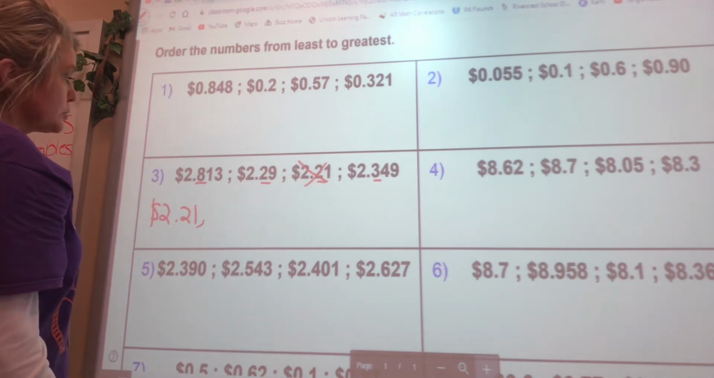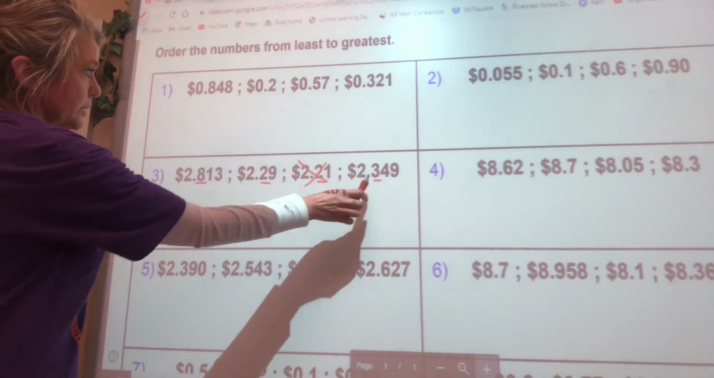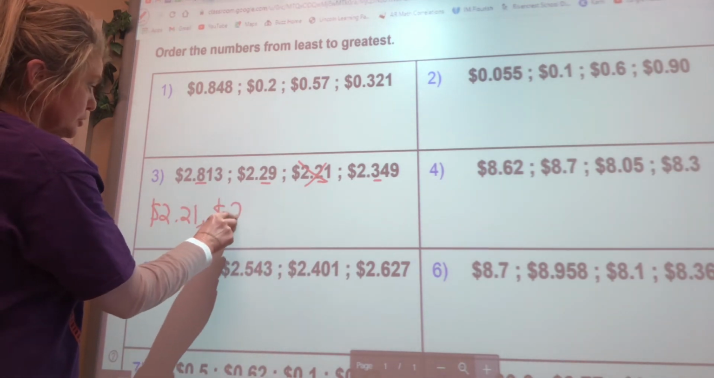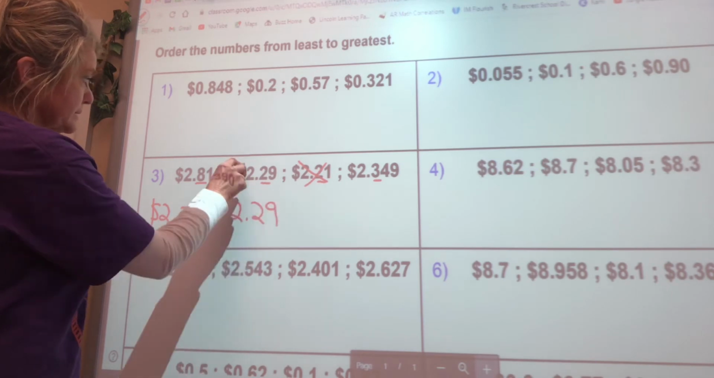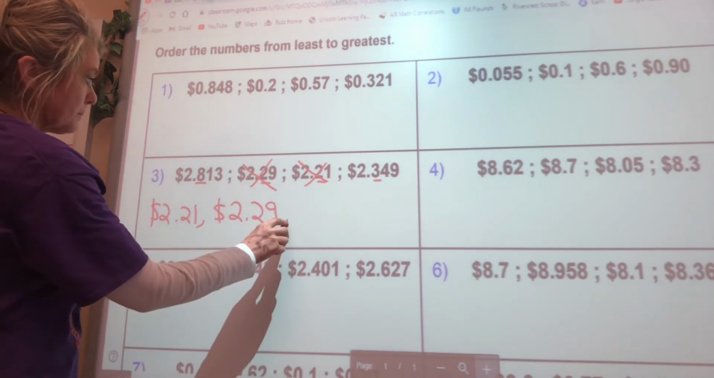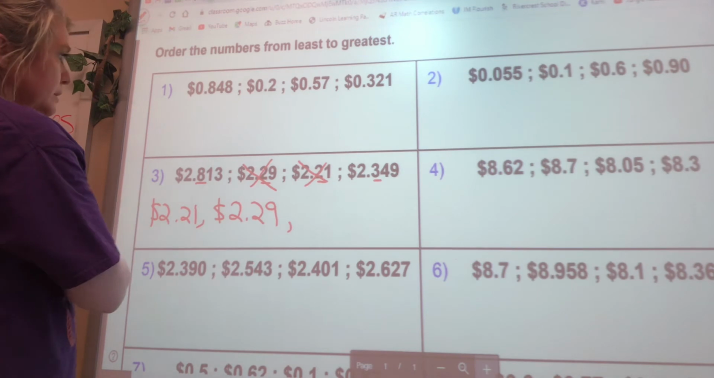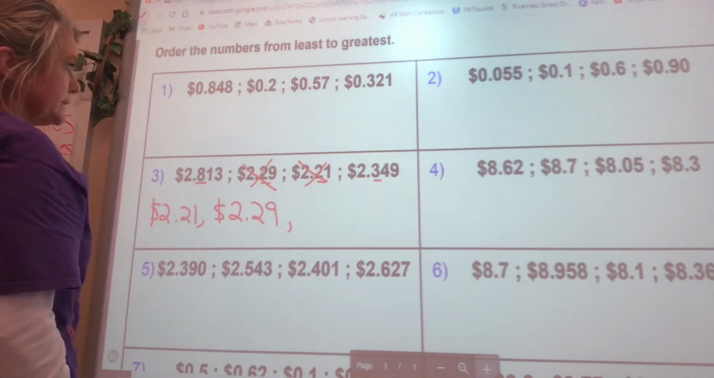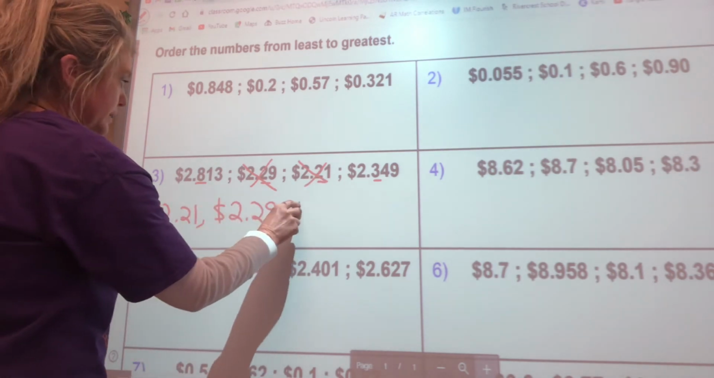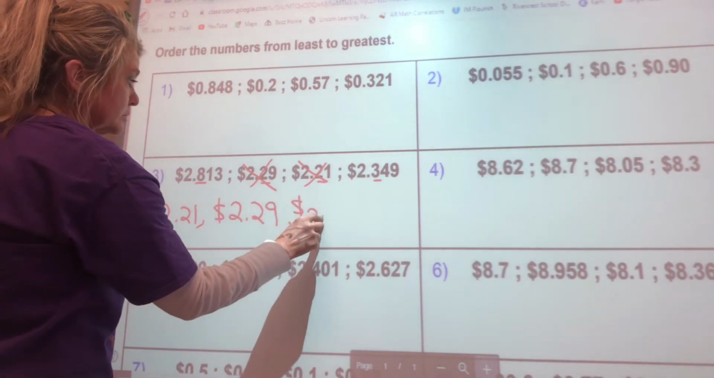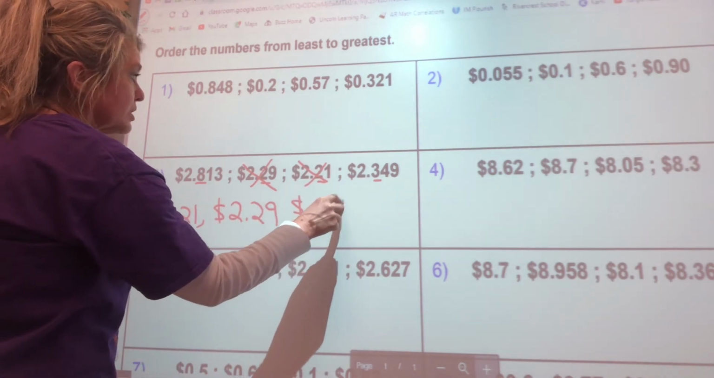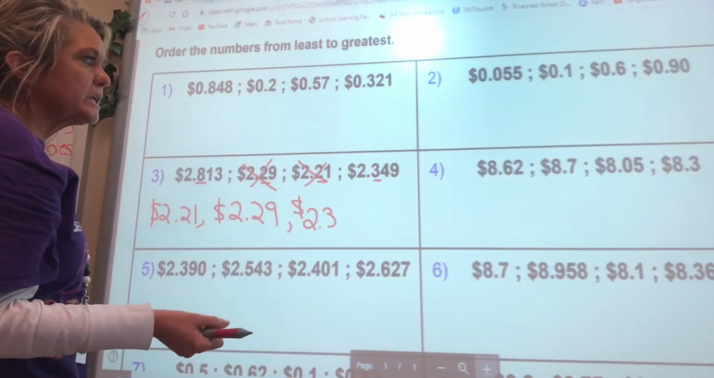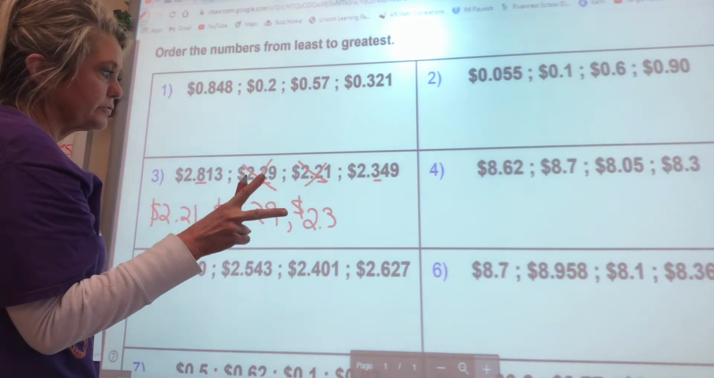Okay, with what's remaining, I have an 8, a 2, and a 3. Well, 2's the smallest, so $2.29 is next. Okay, now of what's left, I have an 8 and a 3. Well, 3 is smaller than 8, so I have $2.349. But if we're talking about money, it should only be 2 place values for cents.